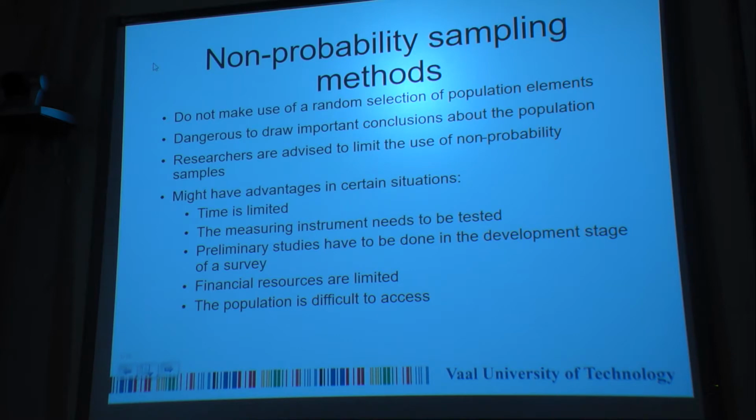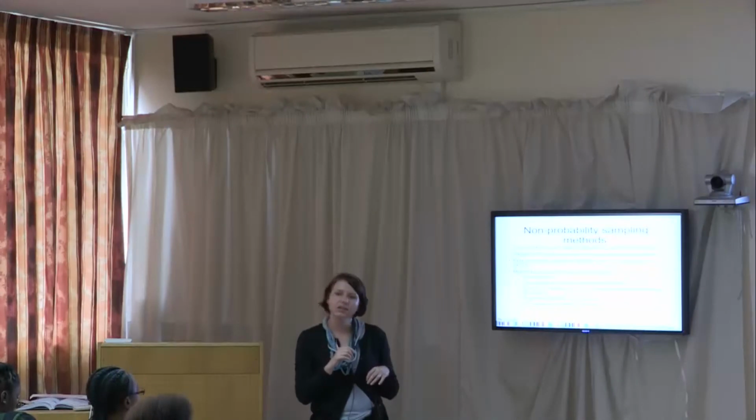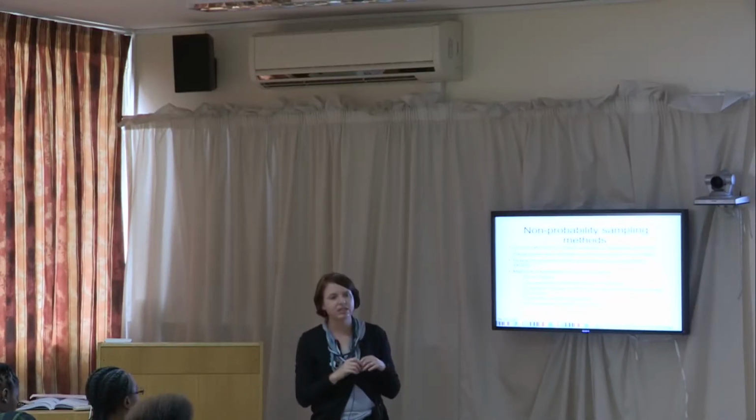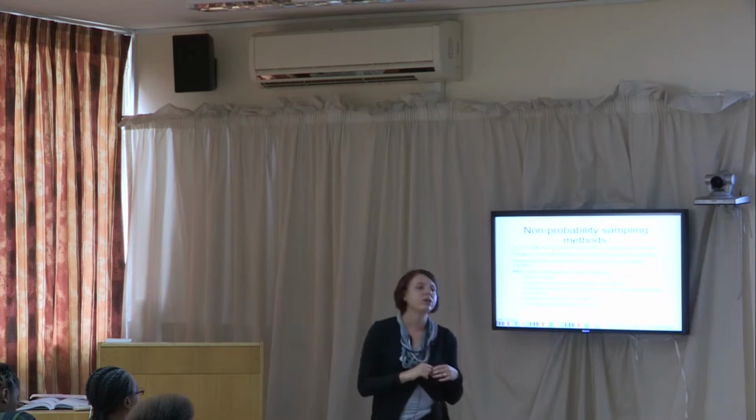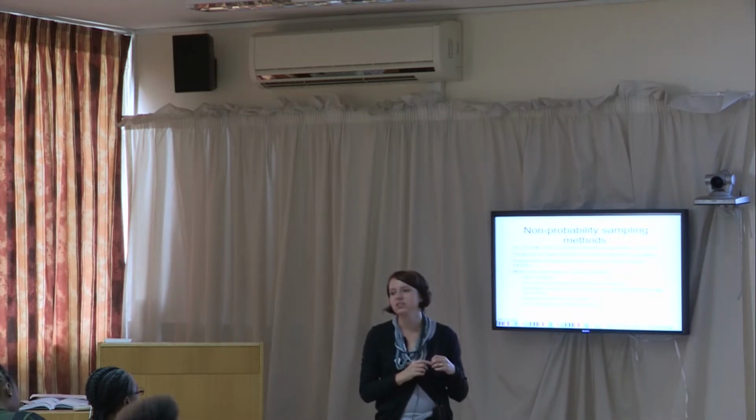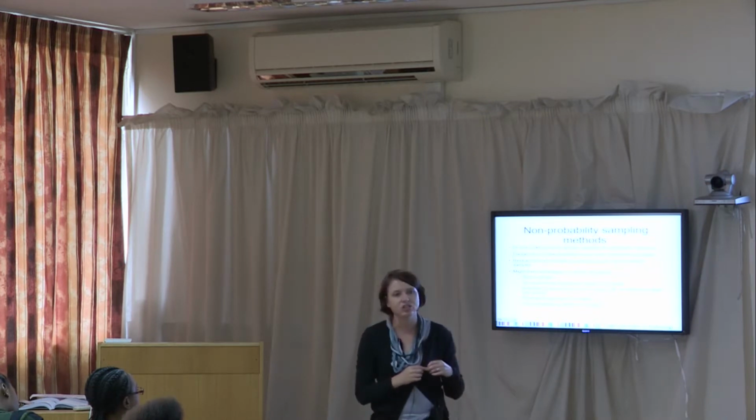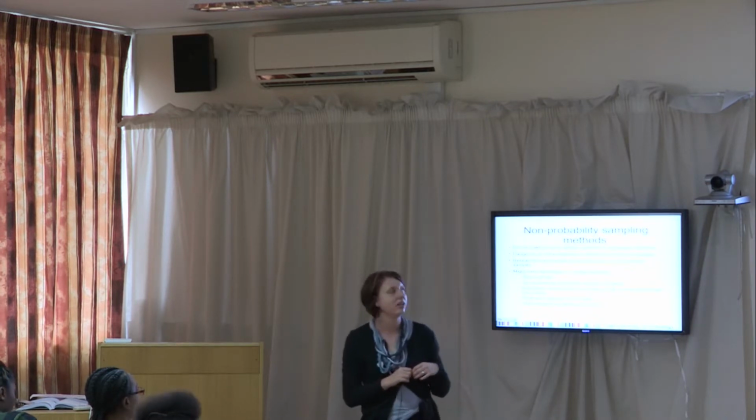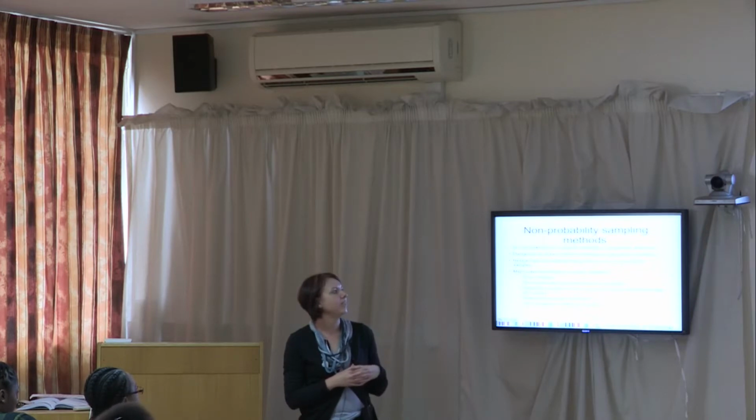Let's go to the non-probability sampling methods. These methods do not make use of random selection of population elements. So the picking out of the hat does not happen here. The every second one, it does not happen here. Okay? Because you do not have a list. You do not have a sample frame in this case. So you cannot do random selection if you don't have that list. All right. So non-probability sampling does not make use of random selection of population elements.